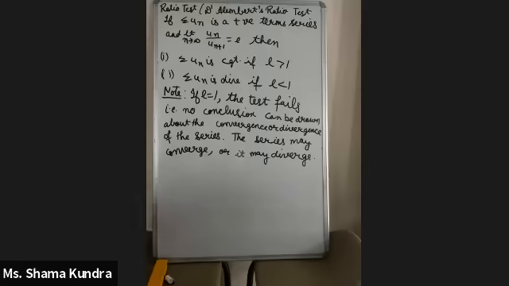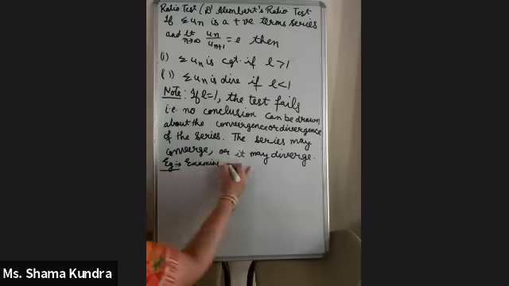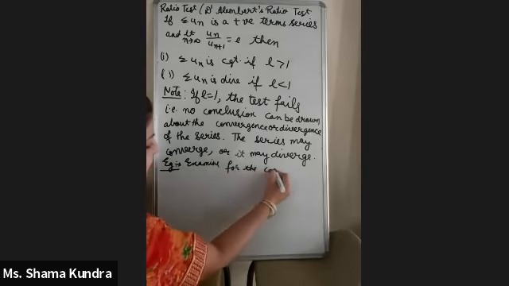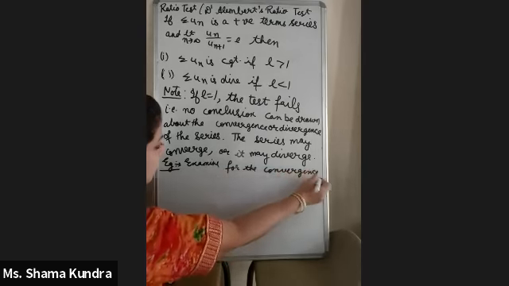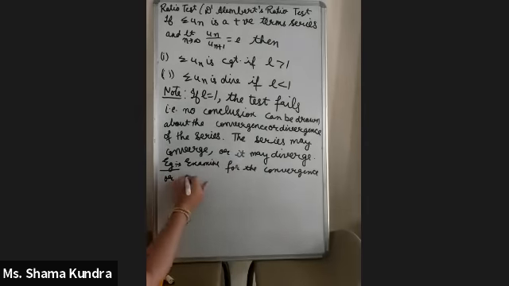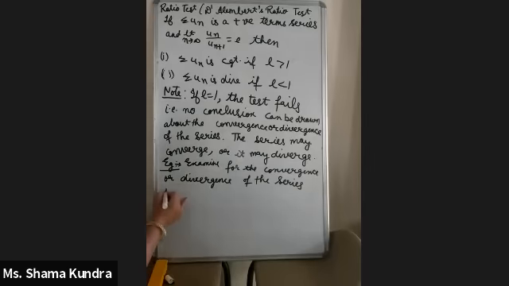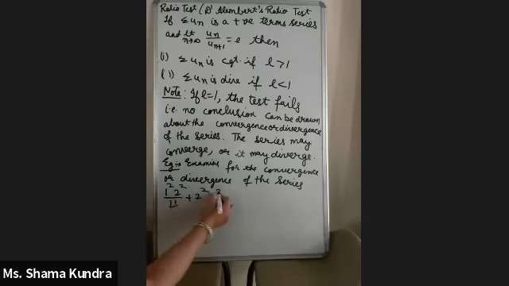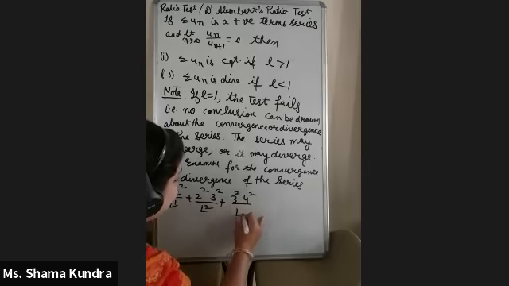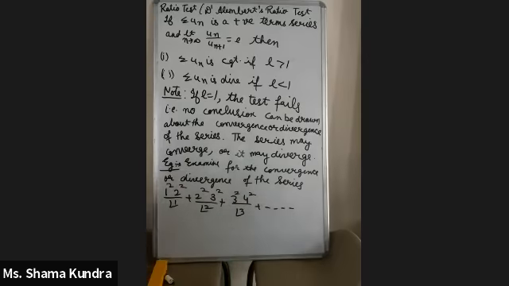See one example. Examine for the convergence or divergence of the series 1 square, 2 square, factorial 1, plus 2 square, 3 square, factorial 2, plus 3 square, 4 square, factorial 3, plus so on till infinity.